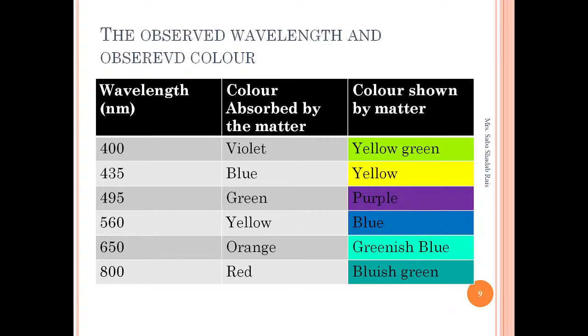That means, believe me, I have put effort into creating this slide and coloring it so that you can remember. I just want everybody to take a screenshot of it and remember it by heart. If your substance is yellow green, then in the visible spectrum it is going to absorb violet light, and this violet light has a 400 nanometer wavelength.